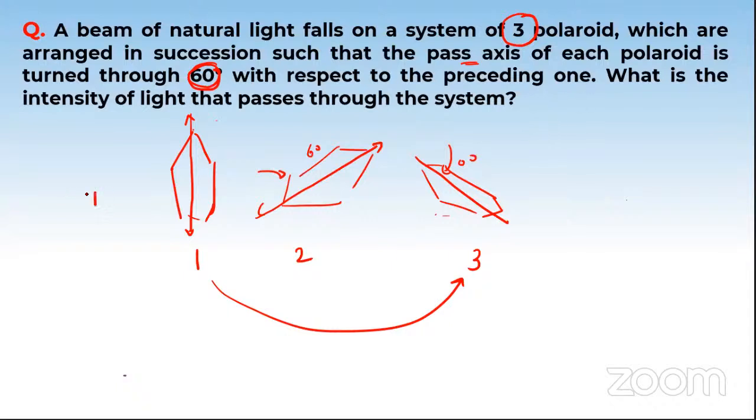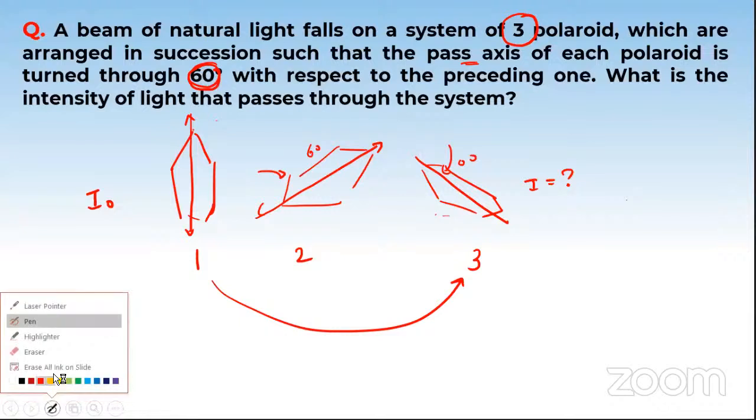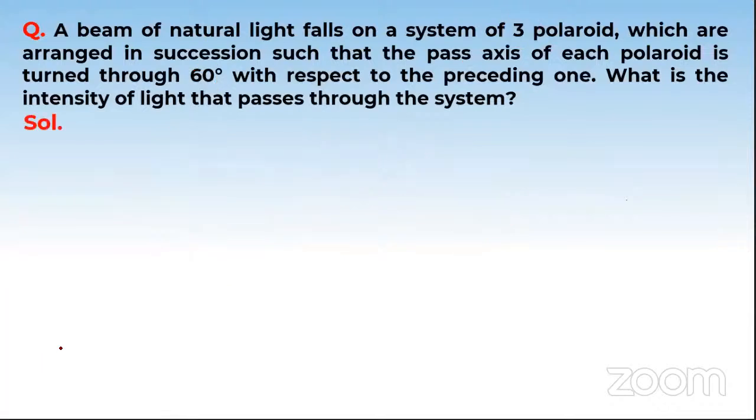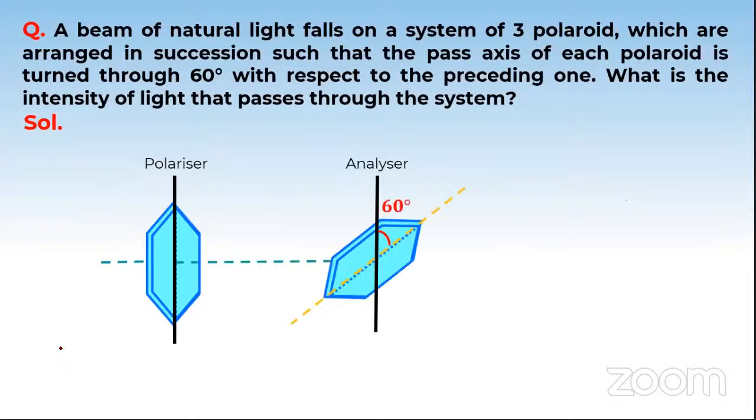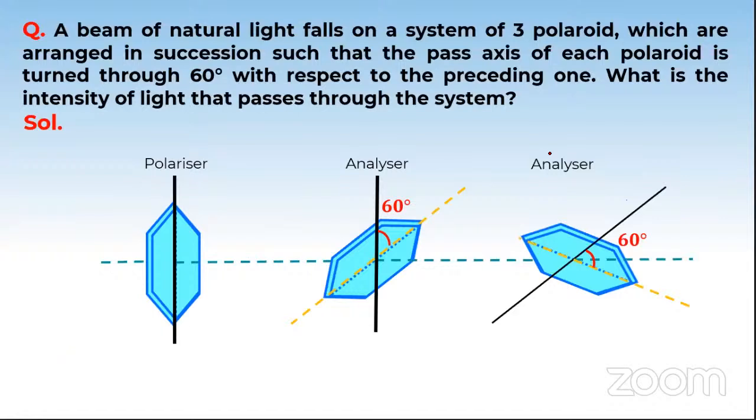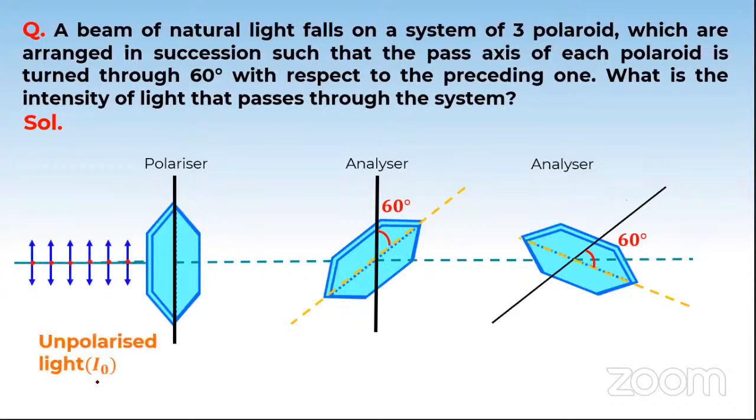If the initial intensity is I naught, what will be the final intensity of the light passing through all these three Polaroids? That's the question. Okay. So let me draw them very clearly. So there are three polarizers. One polarizer here, one polarizer 60 degree with respect to the old polarizer, and one more polarizer 60 degree with respect to this another polarizer, right? So this is the arrangement what I've shown in the question. Now, if one light is passing, which is an intensity of I naught, okay, come on, quickly.